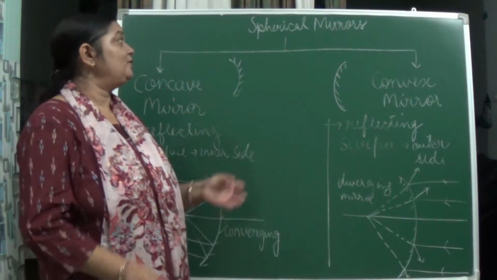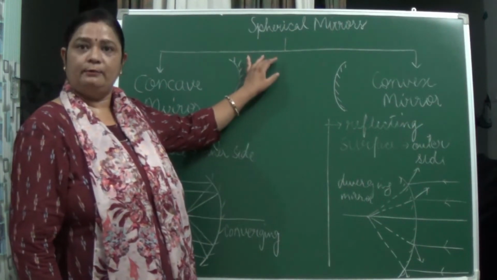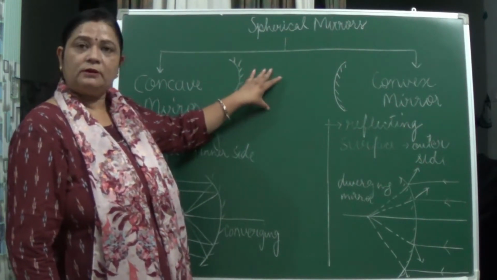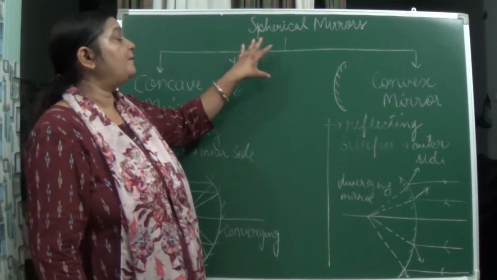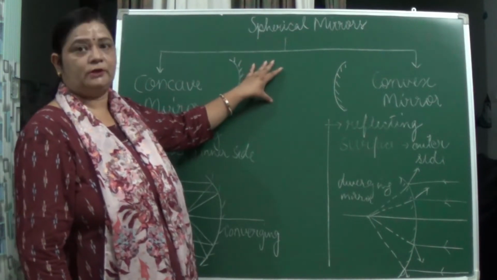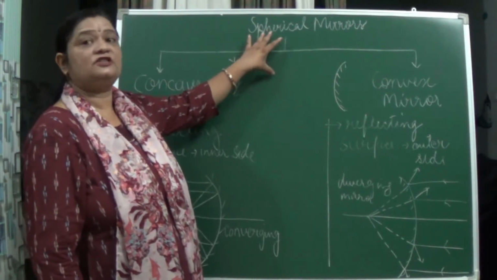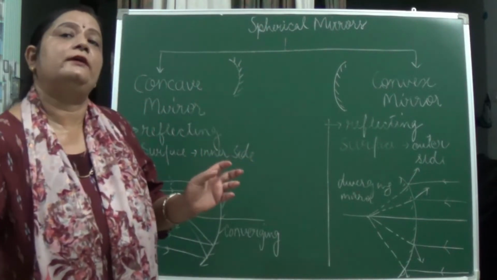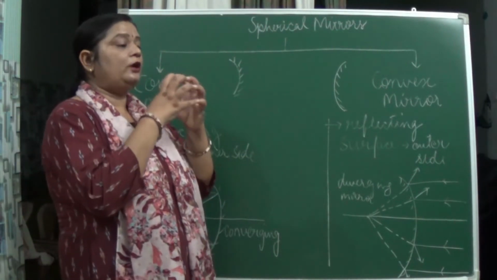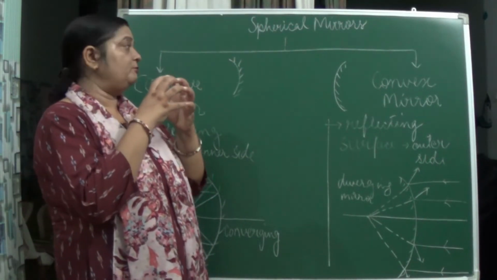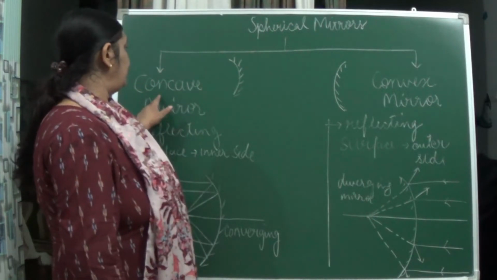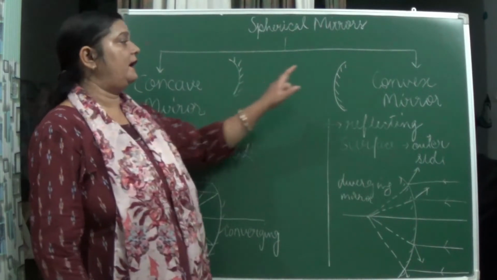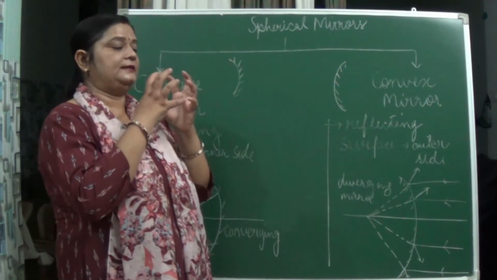Hello students, today we are going to study spherical mirrors. We have studied the plane mirror, and apart from plane mirrors, spherical mirrors are also there. When I say spherical, what does spherical mean? Sphere in shape, isn't it? From this sphere shape we can get two types of mirror, that is the concave mirror and convex mirror. How? Let's see this.